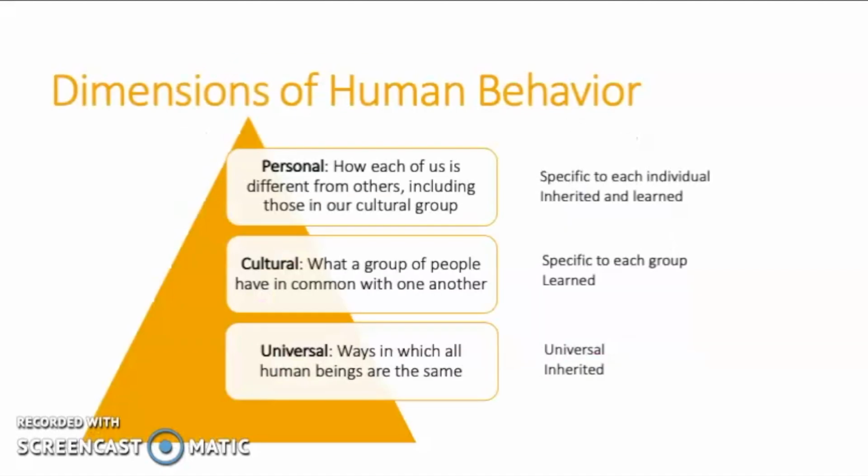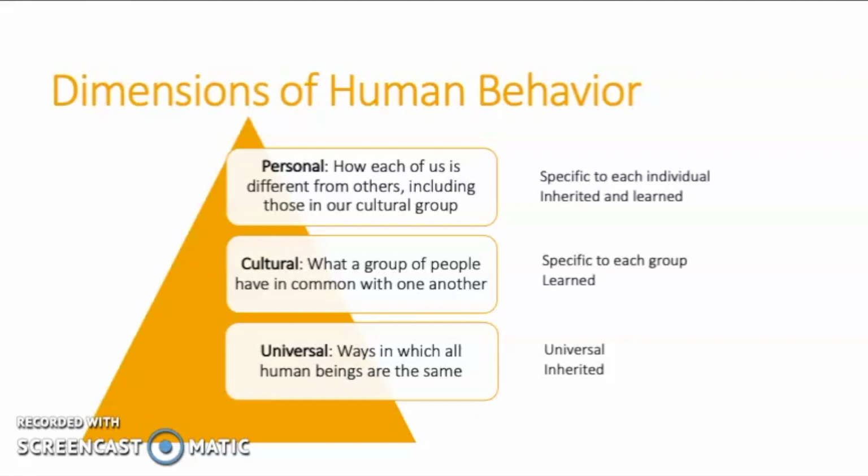So let's look at the dimensions of human behavior. Not everything is cultural, but not as much is universal as we tend to think. The universal are all those ways in which human beings are the same. It's universal or inherited. You know, parents love their children. We need to eat regularly. These are universal facts, right?